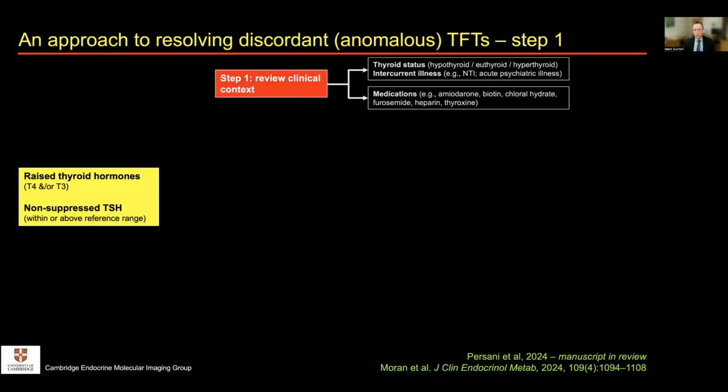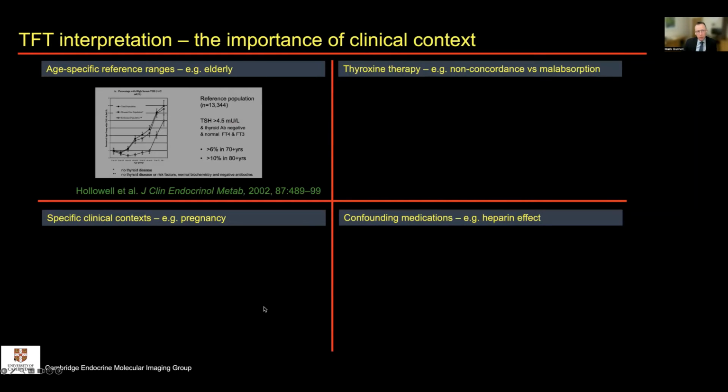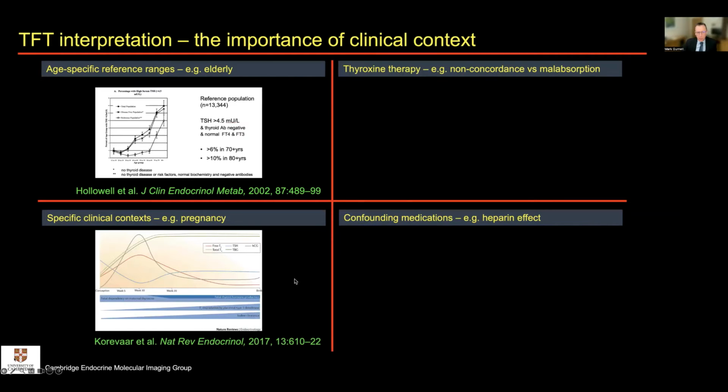If we begin with step one, it's important to revisit the history and the physical examination, determine if there are any interfering illnesses or medications, and also work out whether you think the patient is broadly hypothyroid, euthyroid, or hyperthyroid. And this serves as a reminder that we need to bear in mind that there are variations. For example, age-specific reference ranges probably should be considered here. We can see that TSH does tend to rise even in individuals with no thyroid disease as we age. We also will be very familiar with variations in total and free thyroid hormone levels and TSH during different stages of pregnancy.